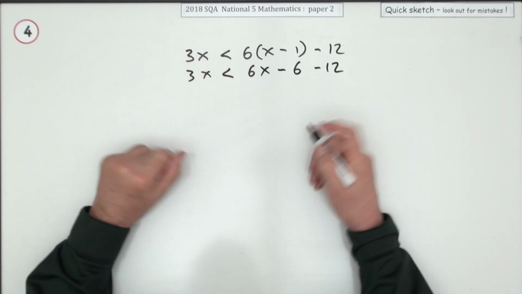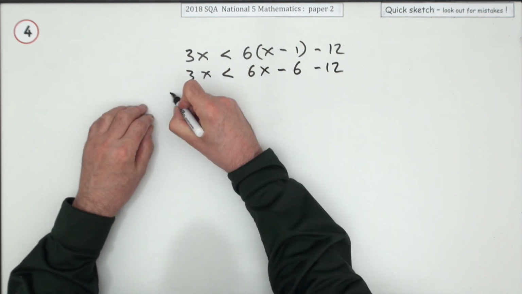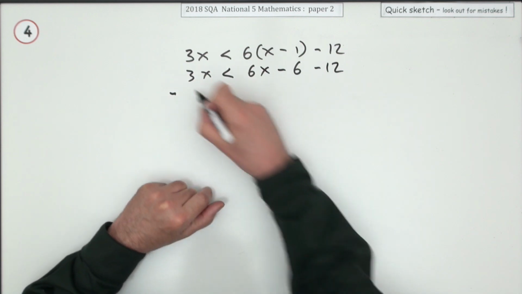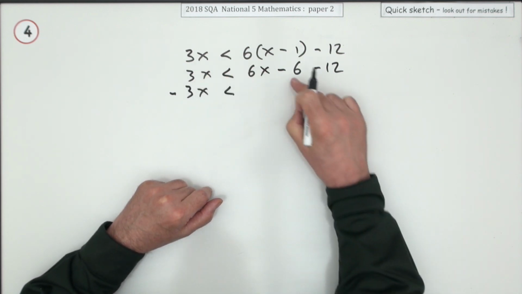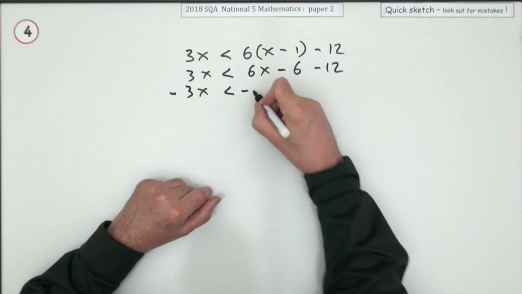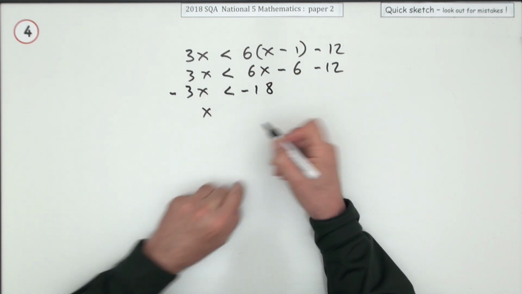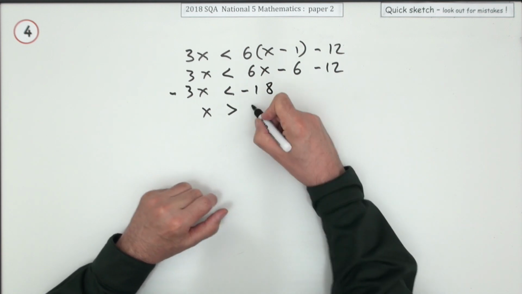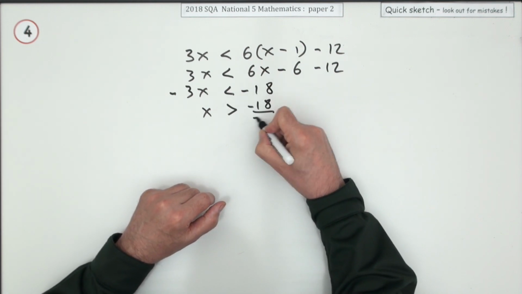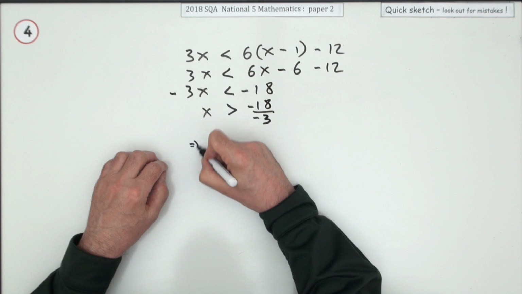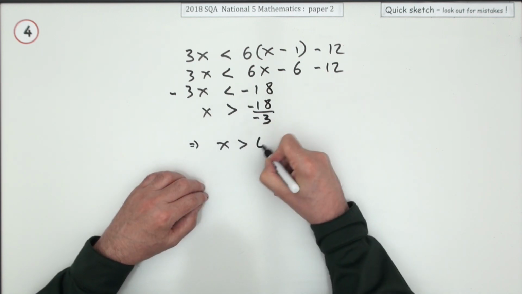Now, swapping that over there, yes, I could reverse it, but I'm just going to take that across and subtract it. That'll make it negative 3x. These two add up to negative 18. Then taking that negative 3 across and dividing, we'll reverse that sign. I could show that division, although I didn't need to, which means that in the end, x is greater than 6.